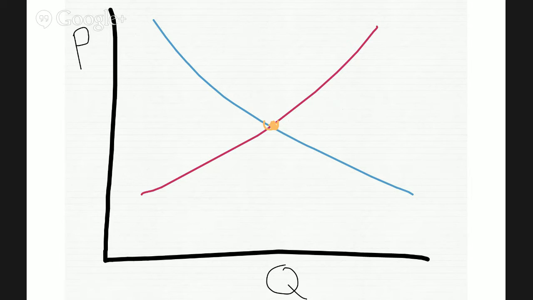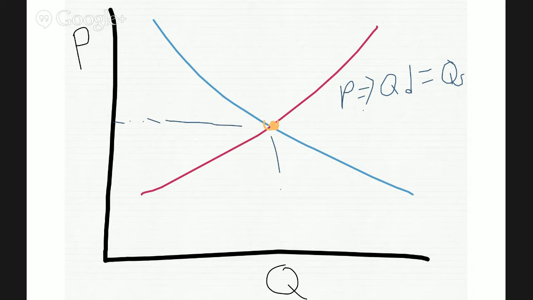price, let me draw that again. At a certain price, the quantity demanded is going to equal the quantity supplied. That's all equilibrium means. That quantity demanded equals quantity supplied at a specific price. And we sometimes draw that out like this.